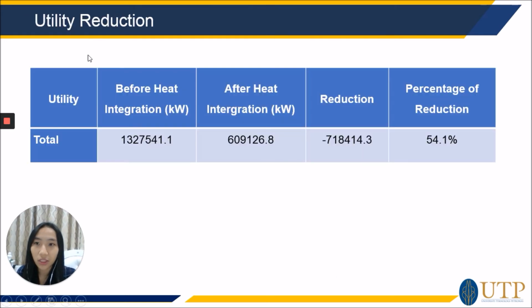Finally, the utility reduction. Previously, before heat integration, our utility is as high as 1 million kilowatt, and we managed to reduce around 700,000 kilowatt of that, which means a 54.1% reduction of duty after heat integration. This proves that heat integration is very effective in reducing thermal energy and reducing costs.